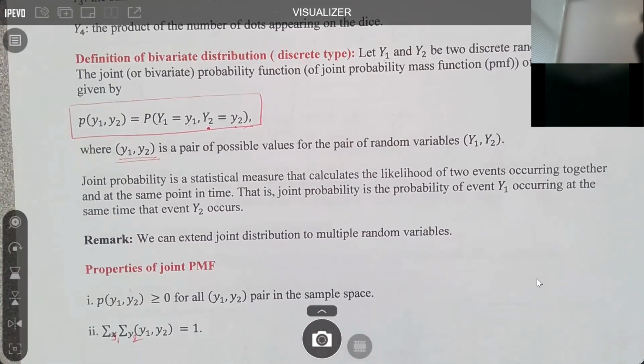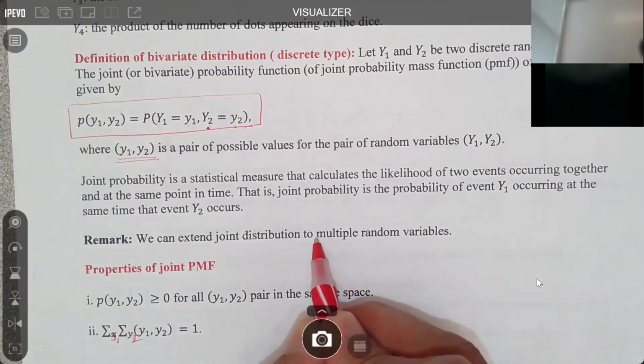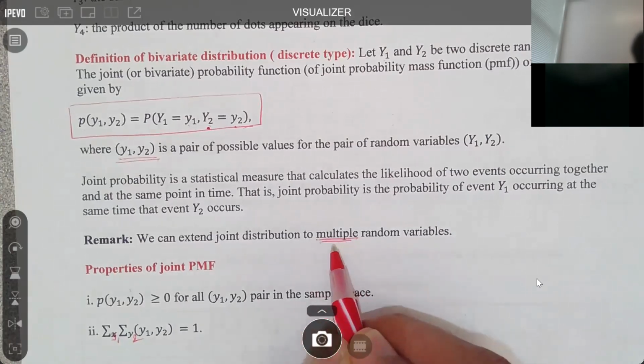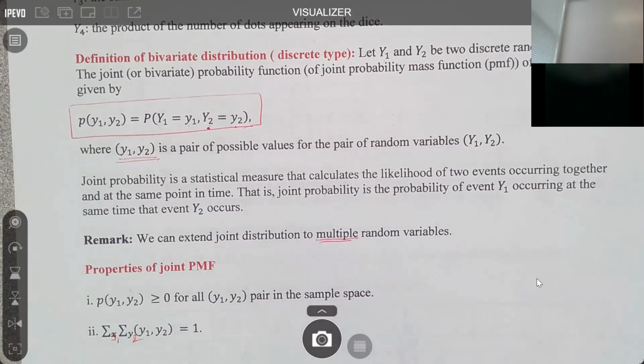Now we are talking here, starting with the bivariate case because we have two random variables, random variable 1 and random variable 2. If there are more than two random variables, we can extend it in the same way, and it is called multi-random variables, more than two.